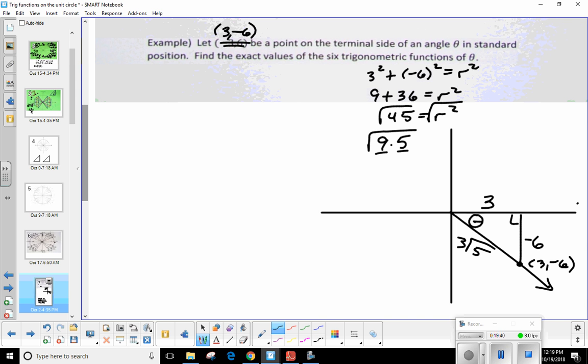Okay. And then we just go ahead and find those 6 trig functions again, just like we did before. And if you want to label your sides, perfectly fine. This would be my x, this is the y, this is the r. Okay. So sine of theta. What was sine's ratio again? I keep forgetting these things. Y over r. So the y is negative 6 over what? 3 square roots of 5. And what's that?